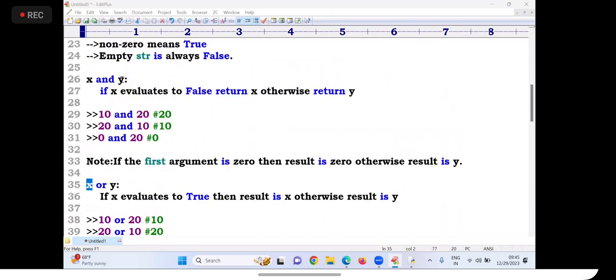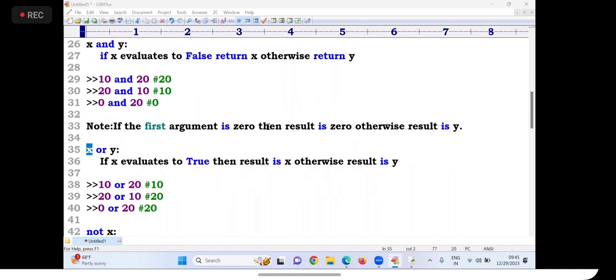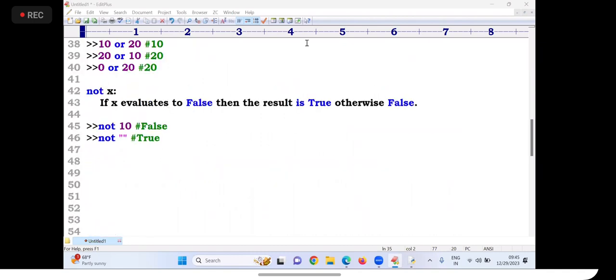Sir, now is everyone getting clarity on how the AND operator, OR operator, and NOT work on non-Boolean values? Sir, tell the answers now.